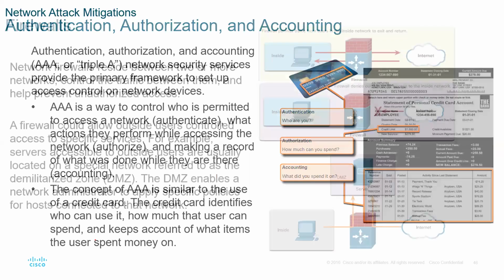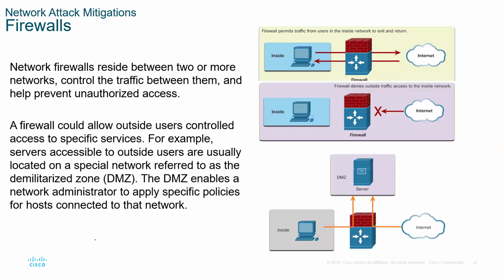Okay, we have talked about authentication, where you will now have to use usernames and passwords. Then you also have the firewall. A firewall is where you create rules that permit and deny. Either permit this kind of traffic or deny this kind of traffic. So a firewall could allow outside users controlled access to specific services.